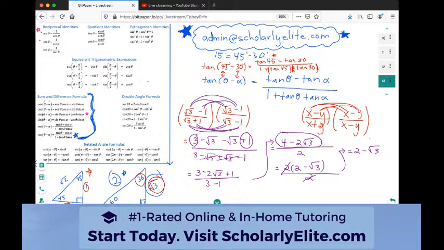That's the answer. You can check that on your calculator if you were to literally plug in tan of 15. It's 0.26, and then 2 minus the root of 3 is also 0.26. So this is just a real fancy way of figuring stuff out. It does come in handy to understand how to do this, and it also is really important that you guys practice rationalizing the denominator.